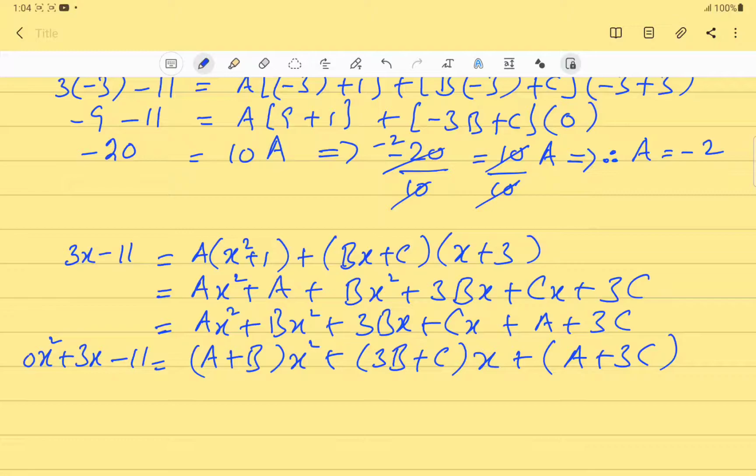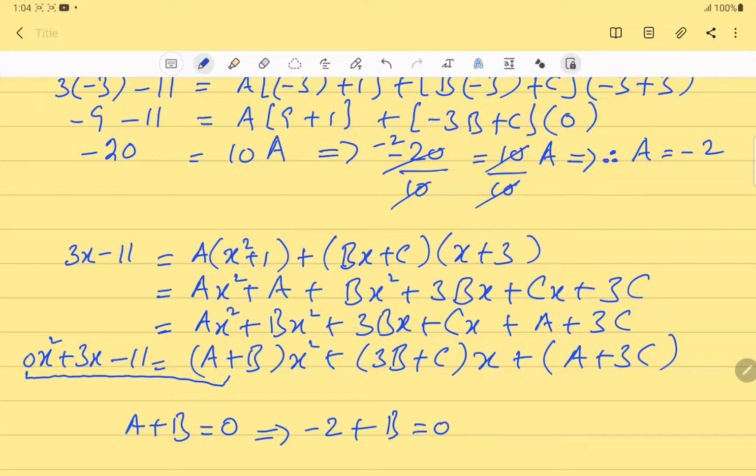Now when we compare the coefficients of x squared, which are these ones, we get a + b is equal to 0. We already have the value of a, which is minus 2. So our b comes out to be 2.